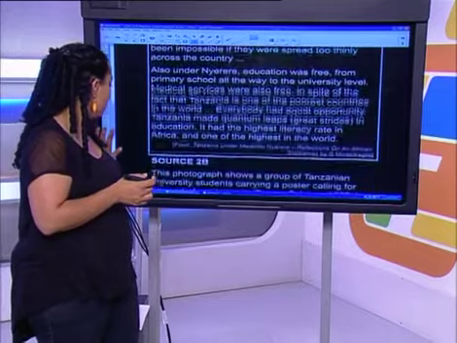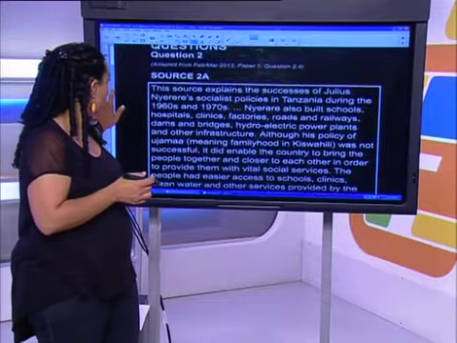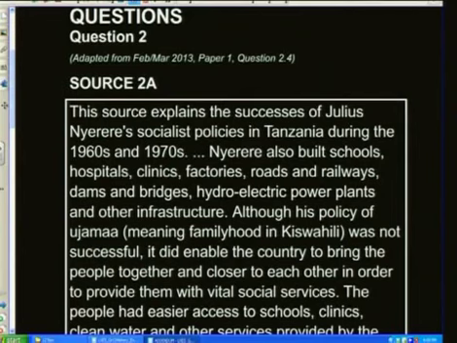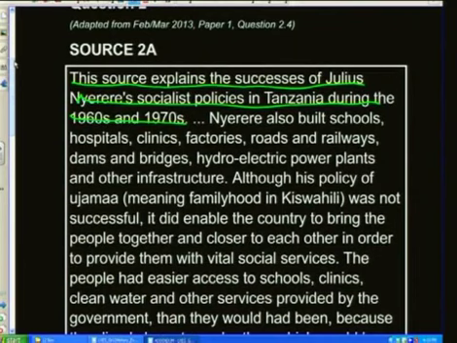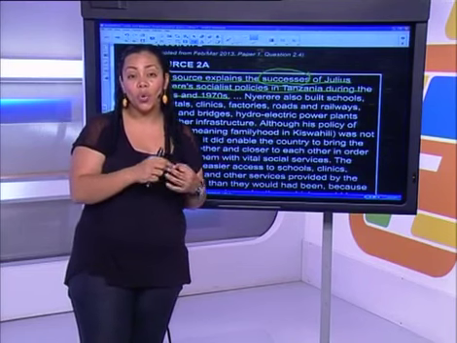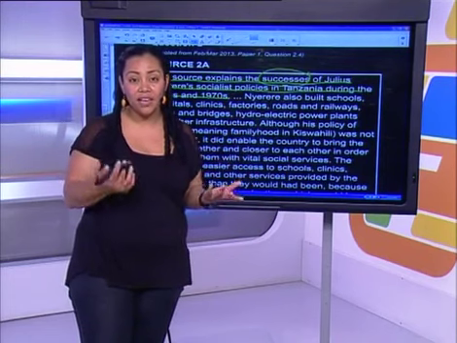Right. So I need to get to the question. Okay. Right. When we look at the source, you'll always see that there's a slight caption. In this particular case, which might be a little bit confusing, you'll see that the caption is almost part of the actual text of the source, right? So it says, this source explains the successes. Already there's a clue. The successes of Julius Nyerere's socialist policies in Tanzania during the 1960s and 1970s. So a big clue will always be, for this particular question, we may focus on the failures, we may focus on the successes, or we would ask for both the successes and the failures of Nyerere's policies.